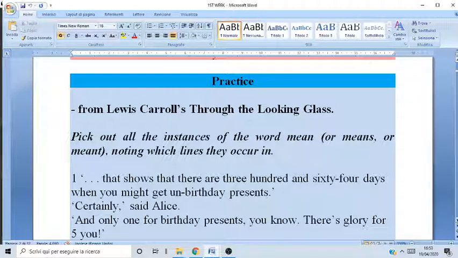So the first unit starts with an excerpt from Lewis Carroll's Through the Looking Glass. And the first exercise asks you to highlight all the instances of the word mean, or means, or meant, or whatever form it has. And you're going to highlight the lines in which they occur.